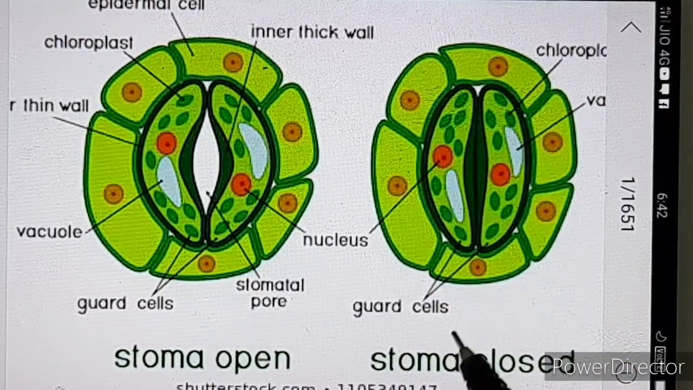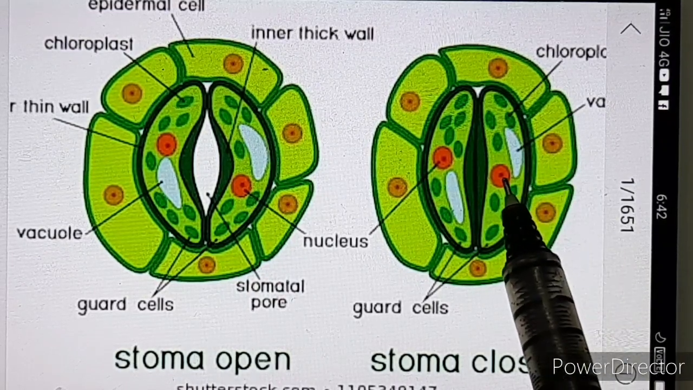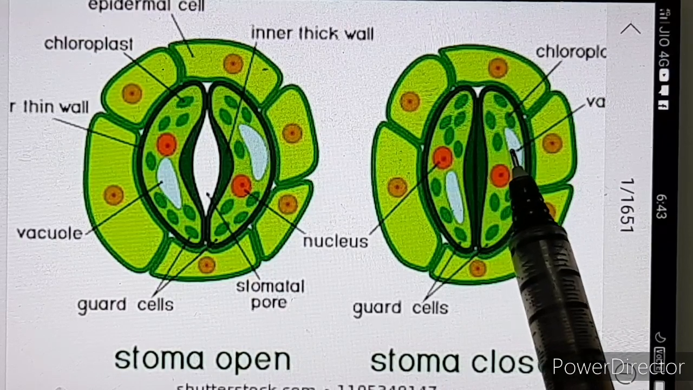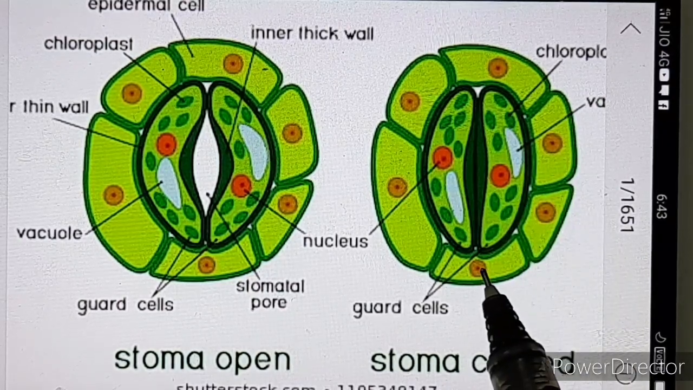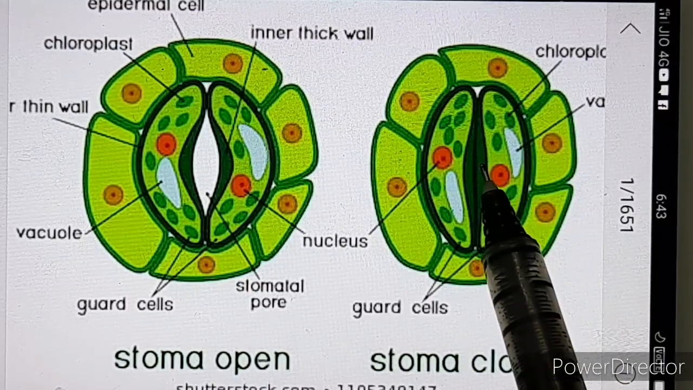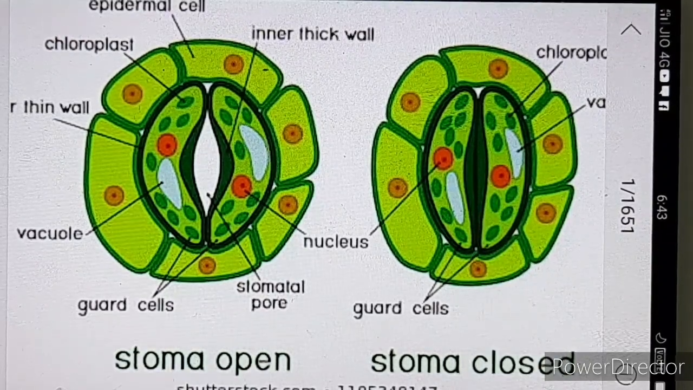The surrounding cells become high in concentration, and thus the guard cells become flaccid because the water is lost from the guard cells to the subsidiary cells. Thus the outer wall collapses, and also the inner walls collapse, and therefore the stomatal opening also closes.